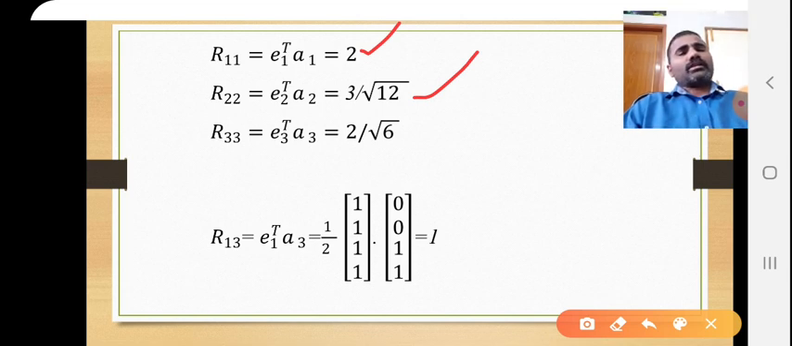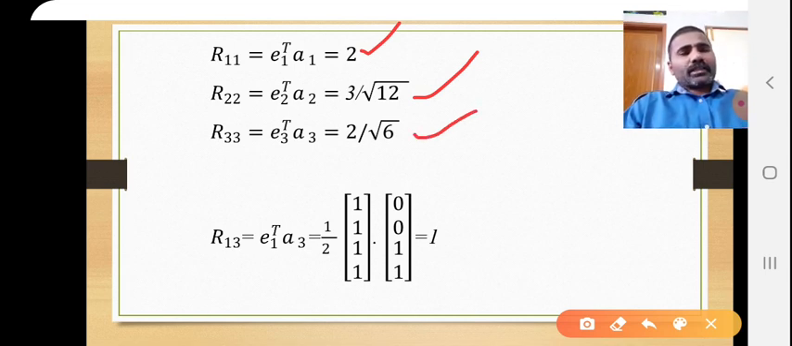And R33, E3 is nothing but first element is 0, minus 2 by root 6, 1 by root 6, 1 by root 6. A3 is nothing but 0, 0, 1, 1. First two entries are zeros. That's why minus 2 by root 6 into 0 will be 0, and the remaining gives 2 by root 6. It is 2 by root 6.